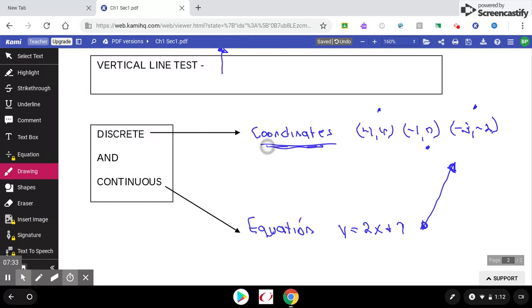So the coordinate one up here is still a function because we don't have any repeats in the domain. We got a 4, a -1, and a -3. They're all different, but they're not connected. They're just 3 points in the middle of nowhere. So that makes those discrete, and continuous is an equation. An equation has an infinite number of coordinates, and this guy does pass the vertical line test, right? If I make a vertical line, it only hits it 1 time. So it's still a function, but it's continuous.